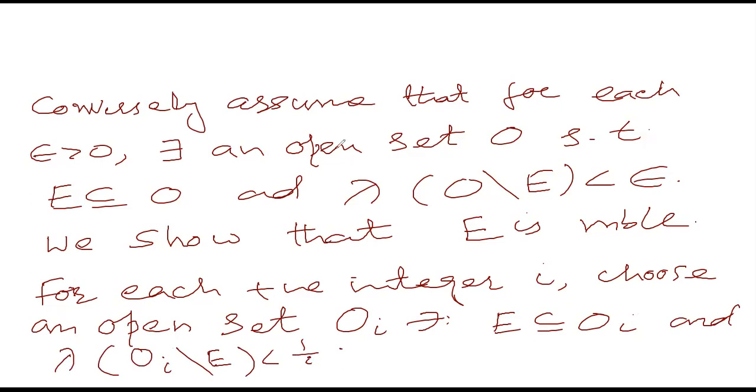So this is true because for each epsilon positive I can find an open set O such that the Lebesgue measure of O minus E is less than epsilon. Now for each positive integer i, 1 over i is also a positive number, so I can treat epsilon equal to 1 over i. For this epsilon equal to 1 over i, we can find an open set. Let's denote that open set by O_i, because these open sets depend on epsilon. So here this open set O_i depends on the positive integer i, such that E is a subset of O_i and the Lebesgue measure of O_i minus E is less than epsilon, where epsilon is here 1 over i.